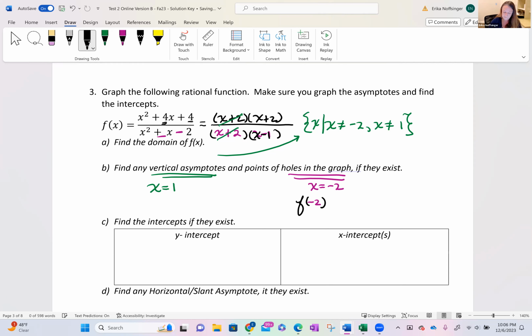simplified form. So going in there, plugging in negative 2 wherever I see an x, I have negative 2 plus 2 all over negative 2 minus 1. Well, negative 2 plus 2 is 0, all over negative 2 minus 1, which is negative 3. So 0 over a number other than 0 is 0. And so my y value is 0 when x is negative 2. So my hole is at negative 2, 0.